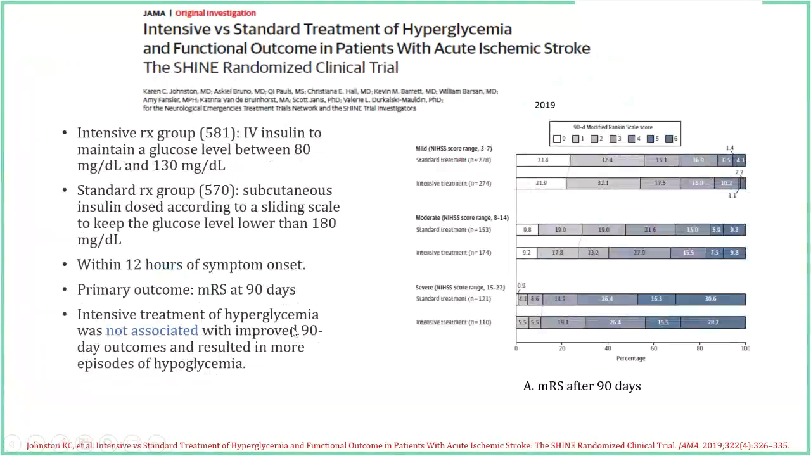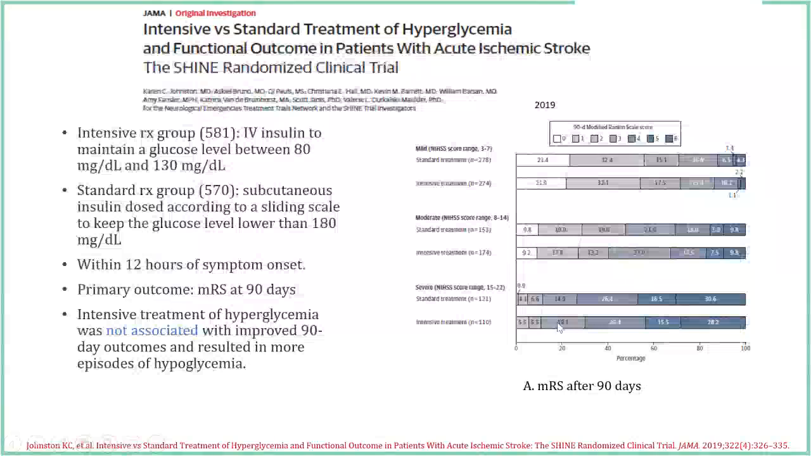The SIGN trial was designed where they tried to aggressively check the blood glucose in the initial 12 hours from the symptom onset by using the IV insulin drip. But we can see over here in the MRS at 90 days, the standard treatment group who received the sliding scale insulin and the intensive group who received the IV insulin restricting blood glucose between 80 and 130 did not have a significant difference among these two groups.